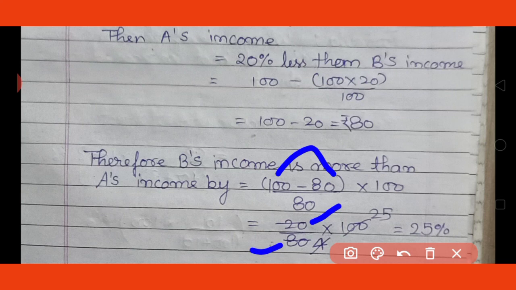But we have to know it in percentage, so we will multiply with 100. So 20 divided by 80 is 4 times, and 4 divided by 100 is 25. So we get the answer, means B's income is 25% more than A.